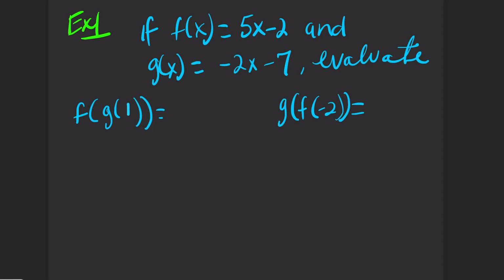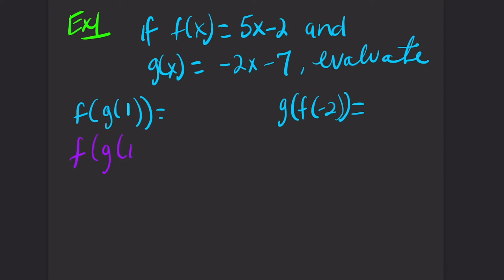Okay, so let's start with example 1. If f of x is equal to 5x minus 2 and g of x is equal to negative 2x minus 7, let's evaluate the following. Okay, so here's how you read this. It is f of g of 1. So in other words, you read it from left to right. And let's try that one more time. So it is f of g of 1.